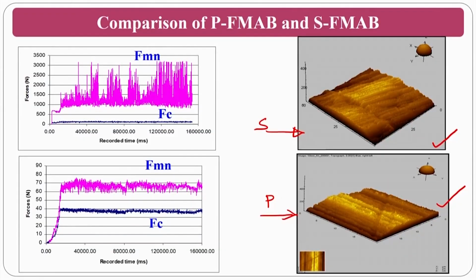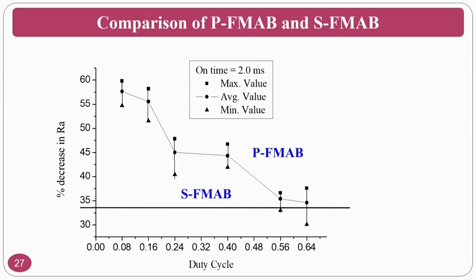According to that, new cutting edges or new abrasive particles will come into the picture and the finishing will take place. So, you can see here the percentage decrease in Ra for the static flexible magnetic abrasive brush is approximately between 30 to 35, but for the pulsating flexible magnetic abrasive brush, the maximum it can go is up to 60%. That is the beauty about the flexible magnetic abrasive brush.